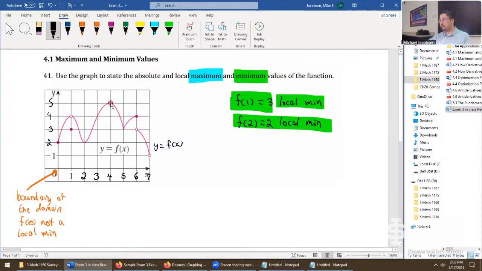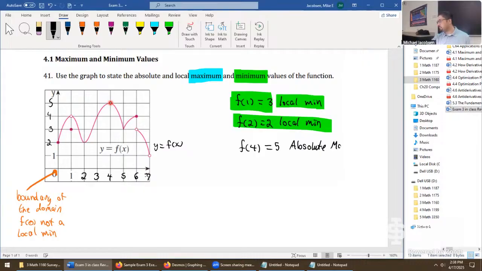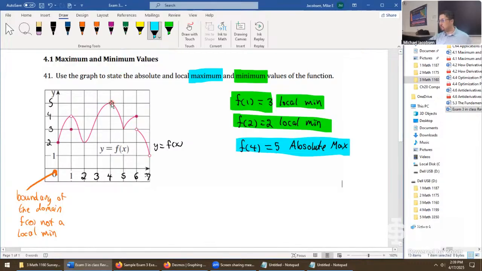Right at 4, where the red dot is currently, that's the highest point on the entire curve. So we would probably call this one f at 4. The output to that one is 5. This one is an absolute maximum. So we have an absolute max on that one.